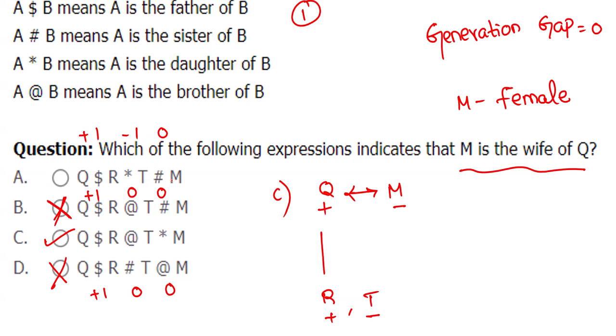T is sister of M means M's gender is difficult to tell, but T is daughter of M, so M can be mother or father. There we can get some idea. That's why we tried directly with C. Then we got it. We are left with A and C options after the generation gap. We can try A. If it is not possible, C is the answer. Likewise, we can decide.